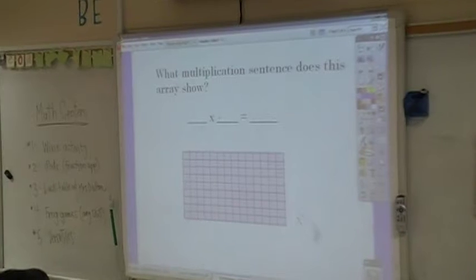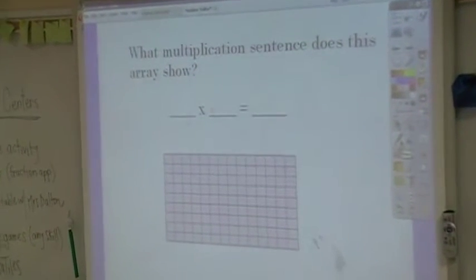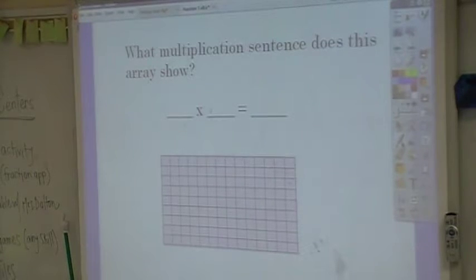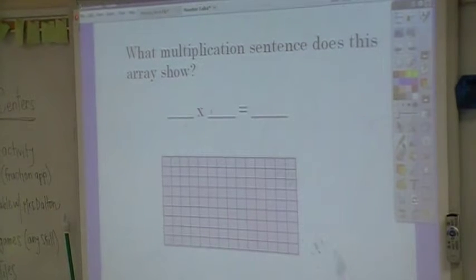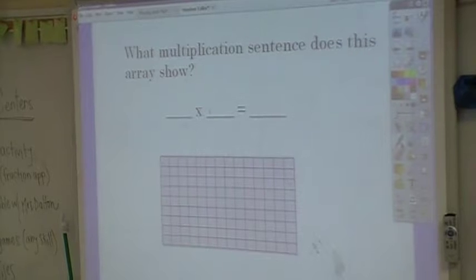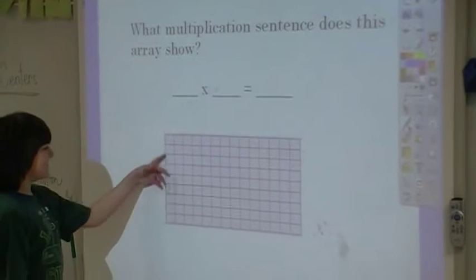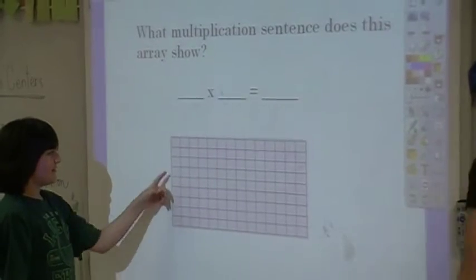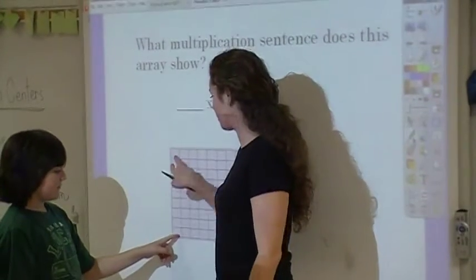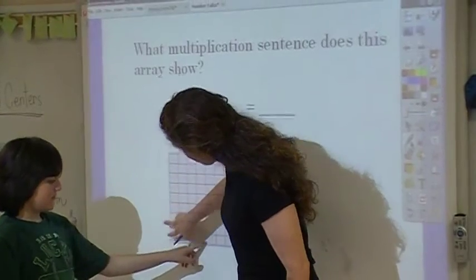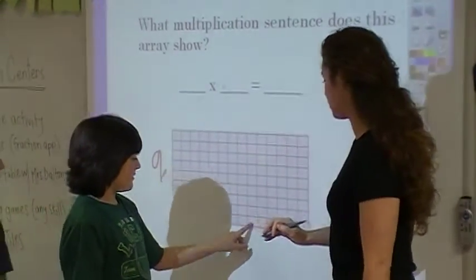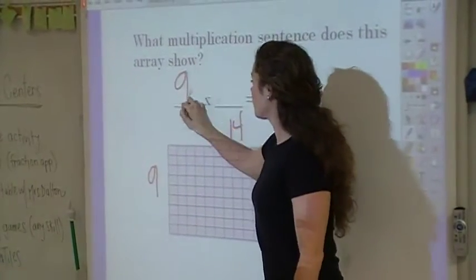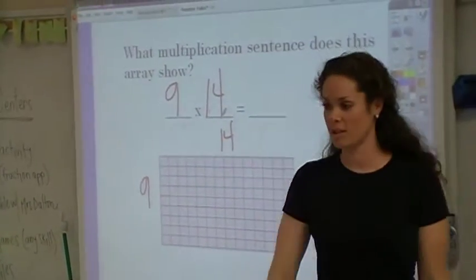What problem do we do? Look at the array and tell me. I think I got it. How many down? 9. And how many across? 14. Okay, guys, 14 and 9. We've got it. 9 times 14. Thumbs up when you have an answer and a strategy.